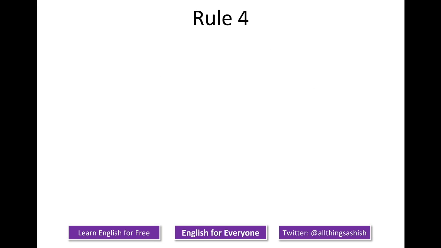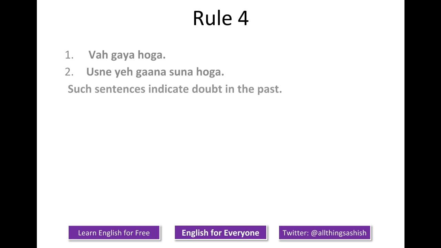Let's look at rule number 4. वह गया होगा. उसने ये गाना सुना होगा. Such sentences indicate a doubt in the past. Formula: subject plus may have plus the third form of verb.